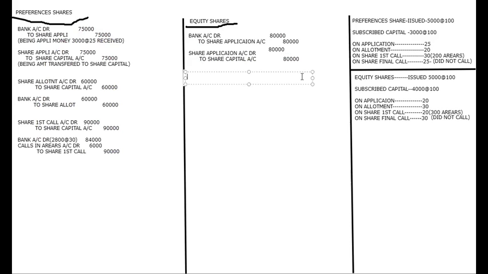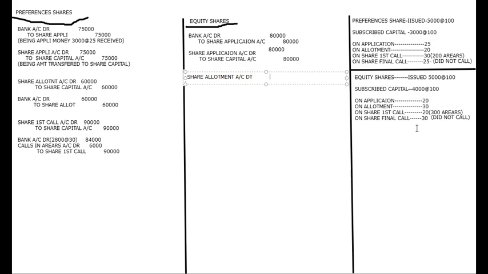Now next comes after application, next allotment. From now onwards, we are going to write the first due entry. So here account debit. How much is the allotment? 4,000. This is done. We are going to leave it.